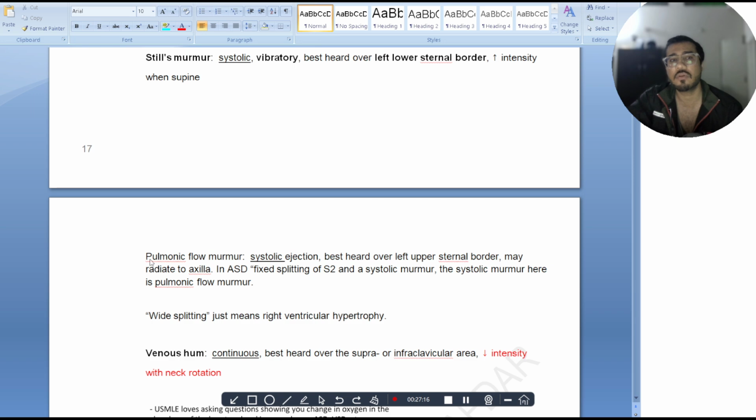So basically, pulmonic flow murmur is a murmur associated with ASD that happens when there's a lot of blood flow across the pulmonic valve. For example, if a patient is pregnant and there's a hyperdynamic circulation going on, you're going to be able to hear a murmur at the pulmonic area. Don't get confused that there's a problem. In pregnant women, this murmur is highly likely and it is possible.